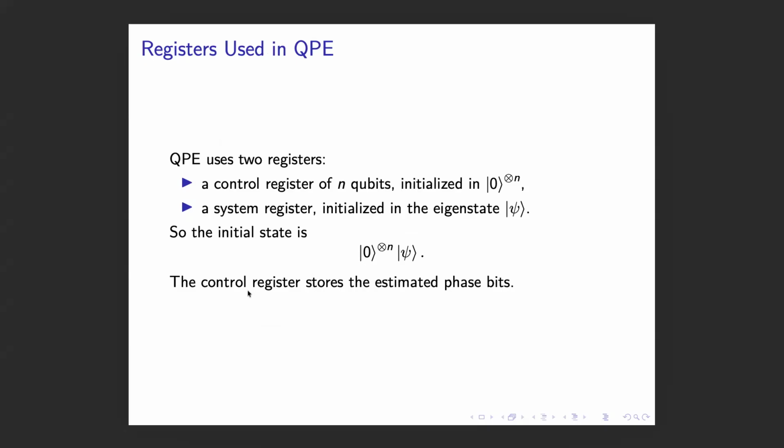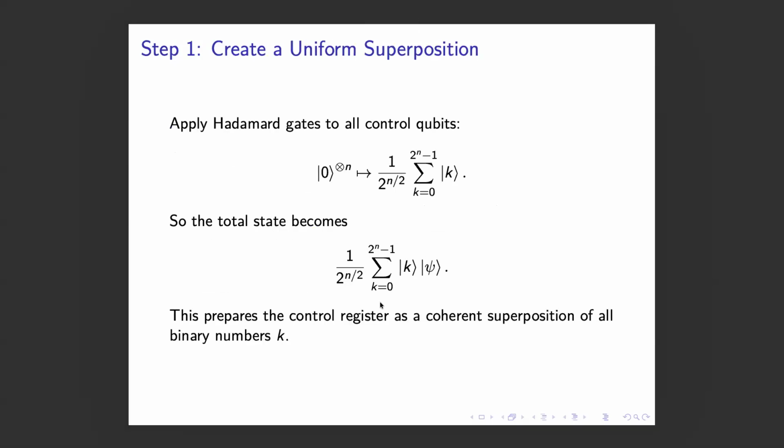The idea then is that this control register stores the estimated phase bits. So let's see how that takes place. Okay, any questions so far?